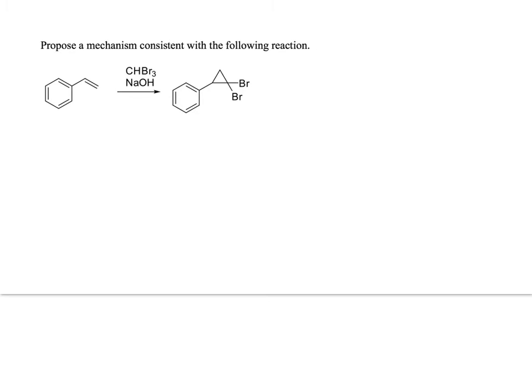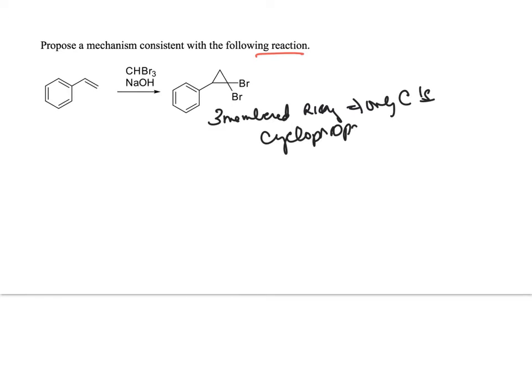Propose a mechanism consistent with the following reaction. Okay, so you've learned how to make epoxides using peracids with alkenes. This is a three-membered ring, but they're only carbons, just only carbons. And so this is a cyclopropane ring. And you can do that with alkenes with these reagents.